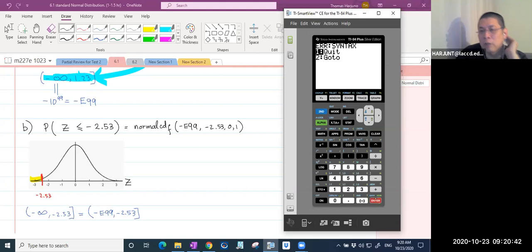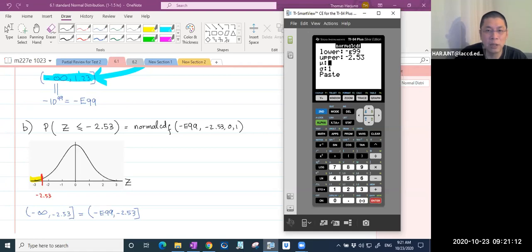It cannot differentiate. It differentiates subtraction and negative, while in math, we know those two actually have the same meaning. So it has to be that negative sign, not subtraction sign. It has to be this negative sign, negative E99. The upper bound, negative 2.53.